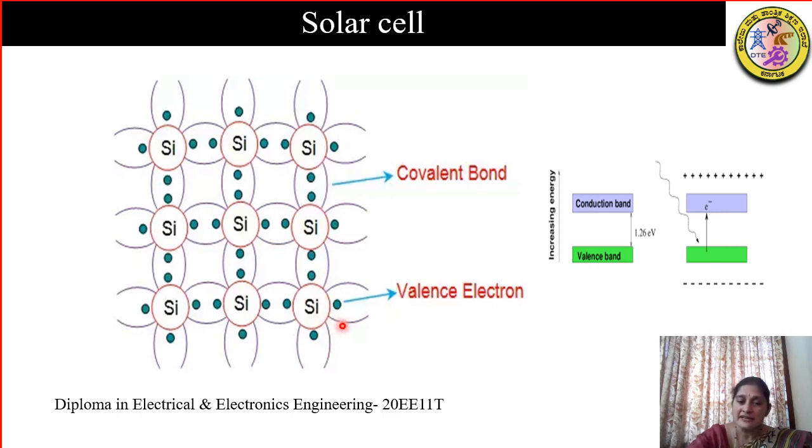Suppose an electron leaves this position and goes out, then there is a vacancy created of an electron. This vacancy created is called a hole. So whenever an electron leaves the semiconductor material, for every electron which has gone out, a hole is created. That is why we commonly refer to it as an electron-hole pair or EH pair. And this is possible because of this narrow energy gap between the valence band and the conduction band.